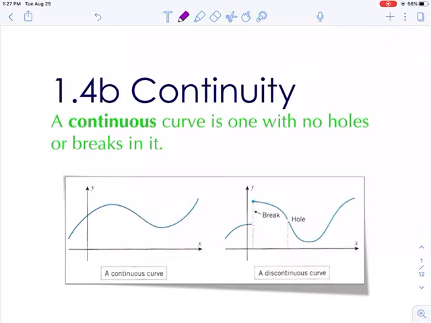Hello, AP Calculus students. Today we are going to talk about a very important concept called continuity. We're going to talk about the definition of continuity, the types of continuity, and then we're also going to talk about something called the intermediate value theorem.